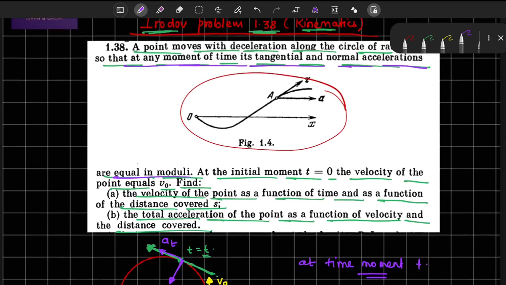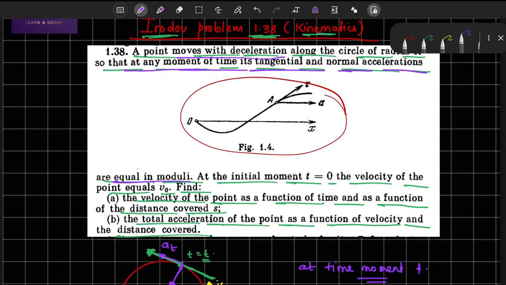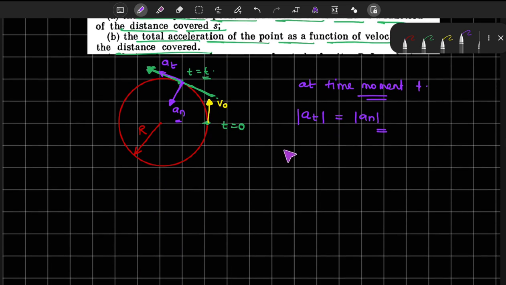Now the problem says that the point is moving with deceleration. What does that mean? The meaning is that the velocity is decreasing. So we can write the tangential acceleration is equal to minus dv upon dt. Why have I written minus here? Because here a_t is positive, because we are talking about the modulus, and dv by dt is negative because the velocity keeps on decreasing with time. So that's why we have put a negative sign in order to make the entire quantity positive.